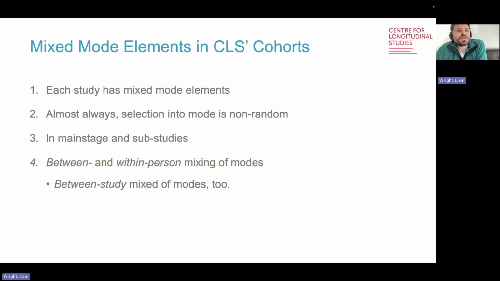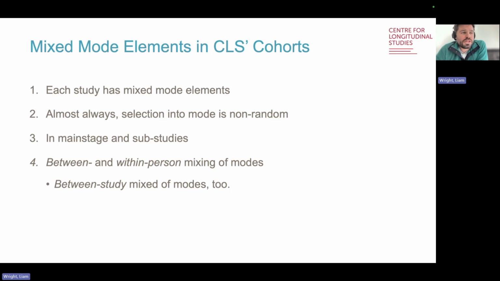So, for instance, MCS has data from older siblings. You might want to perform an analysis comparing MCS cohort members and their siblings, but the data on those individuals might be collected from different mediums. So I think the older sibling questionnaire is paper and pencil, but you might have some web survey or face-to-face elements in the actual cohort member interviews themselves. There's between person mixing of modes.